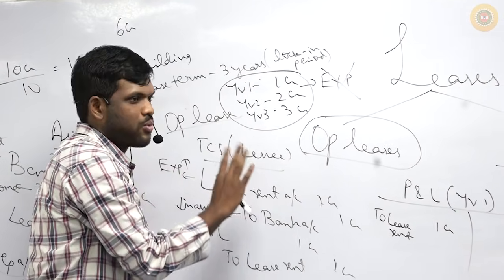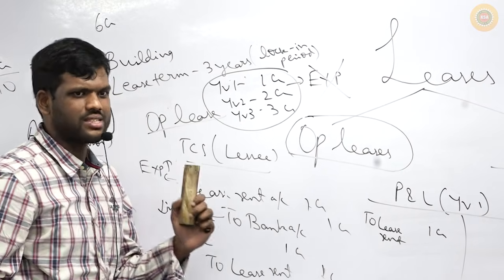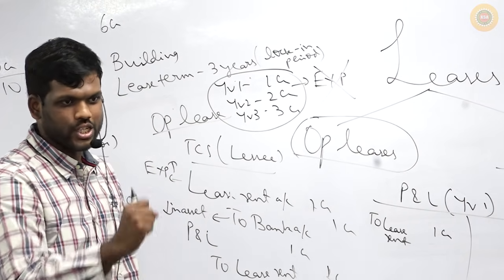You cannot take first year 1 crore, second year 2 crores, third year 3 crores. I am telling AS19, okay AS19, I agree with your logic, what should I do?